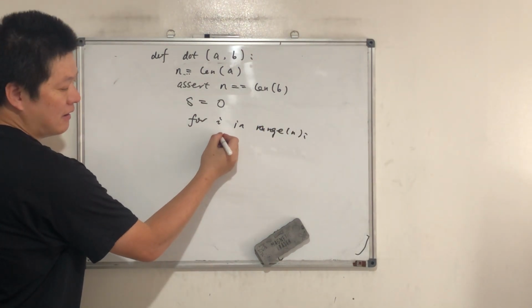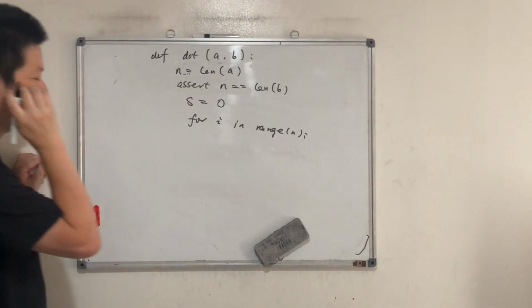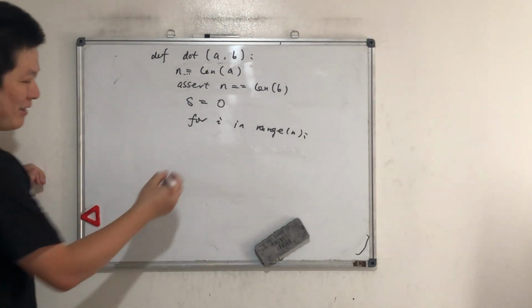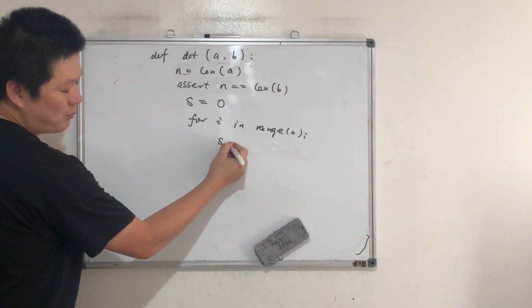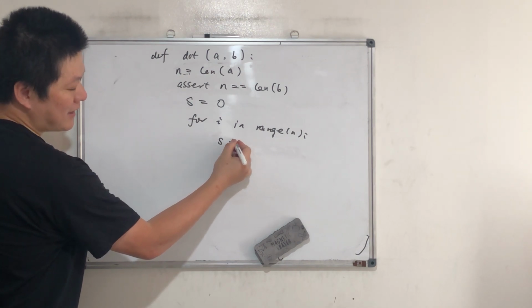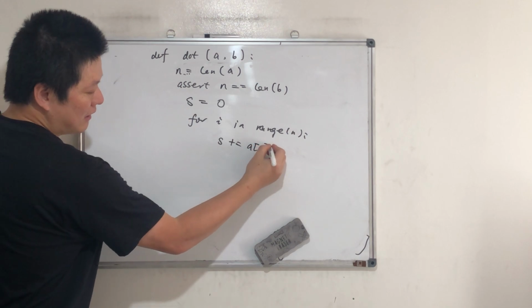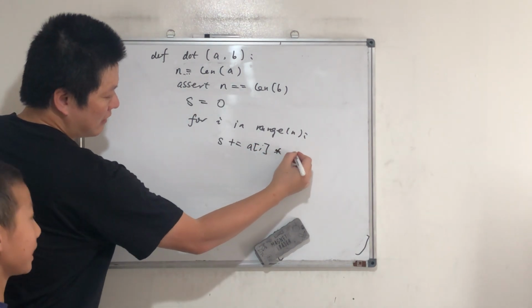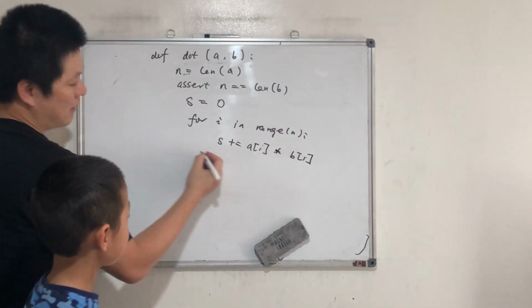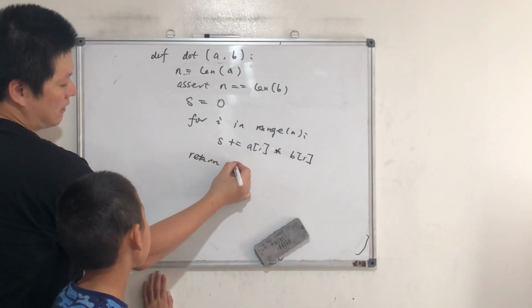We want to accumulate A[i] times B[i]. What's AB? Why do you keep it? s plus equals, come on, A[i] times B[i]. And what's missing here? Return s. Well done.